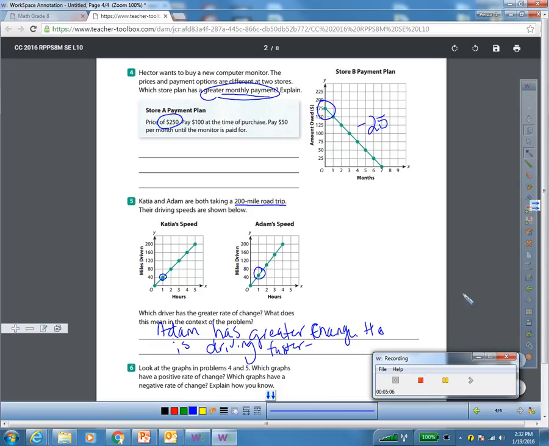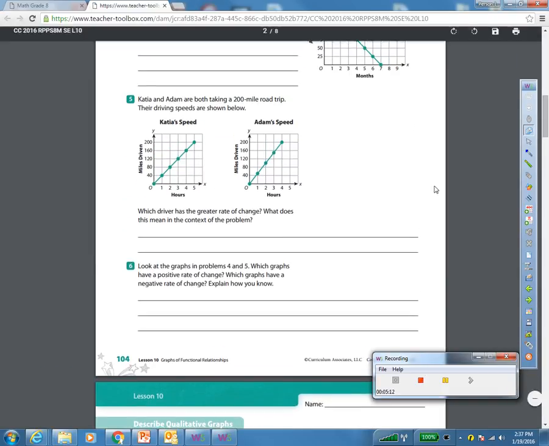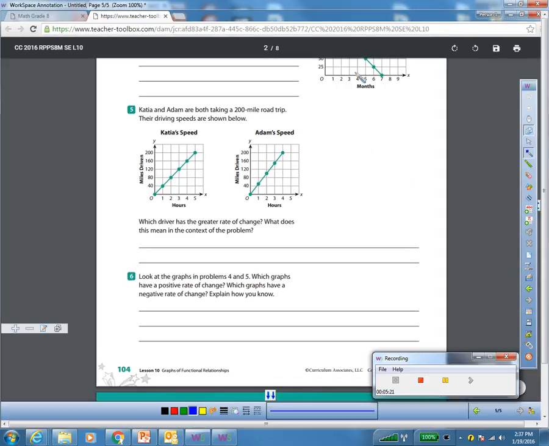And on the last problem, let me scroll one more time, guys. Now it says, look at the graphs in problems 4 and 5. Okay. Which graphs have a positive rate of change? Which graphs have a negative rate of change? And explain how we found our answer. So if you look back at problem number 4, we know that that rate of change is decreasing. So we would say that problem number 4 has a negative slope or negative rate of change.